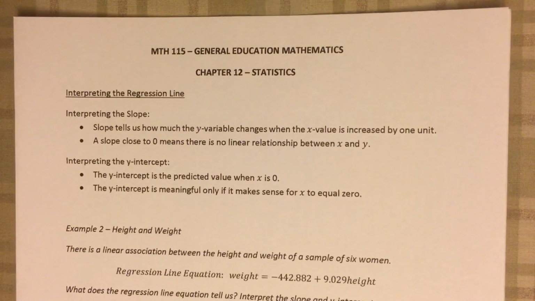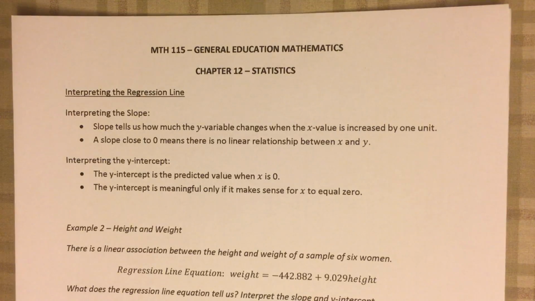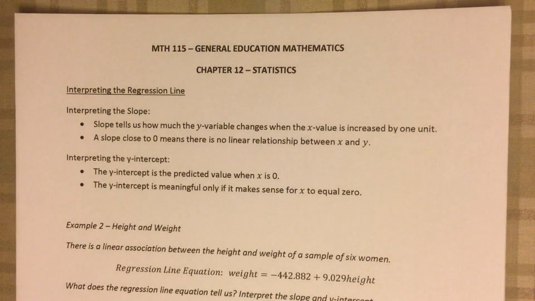So in these last couple of examples that we're going to look at, we're going to look at interpreting our regression line. Our slope tells us how much our y variable changes when our x value is increased by 1 unit. A slope close to 0 means there is no linear relationship. Our y-intercept is a predicted value when x equals 0. Our y-intercept is meaningful only if it makes sense for x to equal 0.